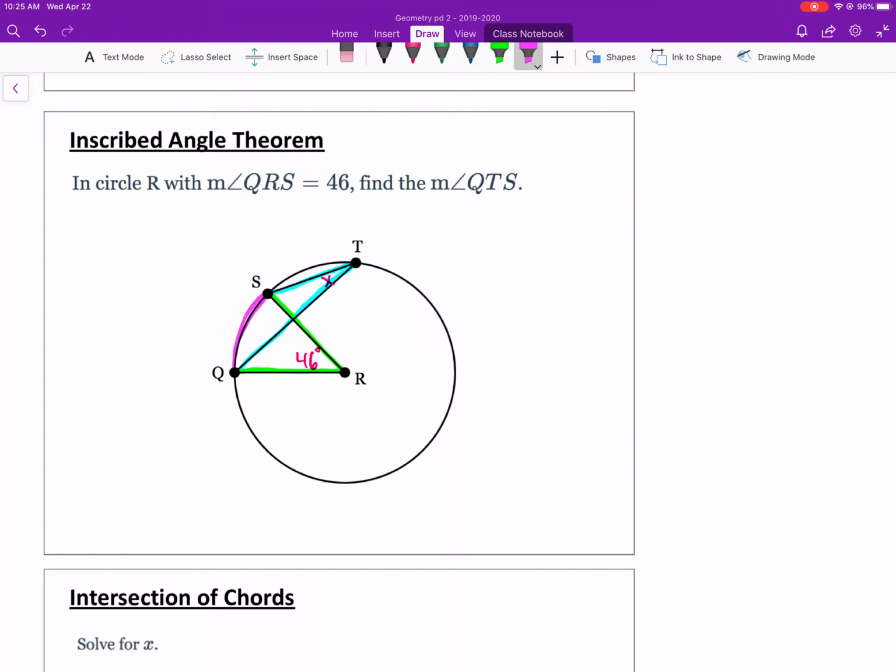Alright, so we can find that arc, which will help us then find X. That arc would be equal to the central angle of 46. To find the inscribed angle, you have to cut that in half. Not a lot of room in there, but this angle would come to 23 degrees. 46 divided by 2. So angle QTS equals 23 degrees.